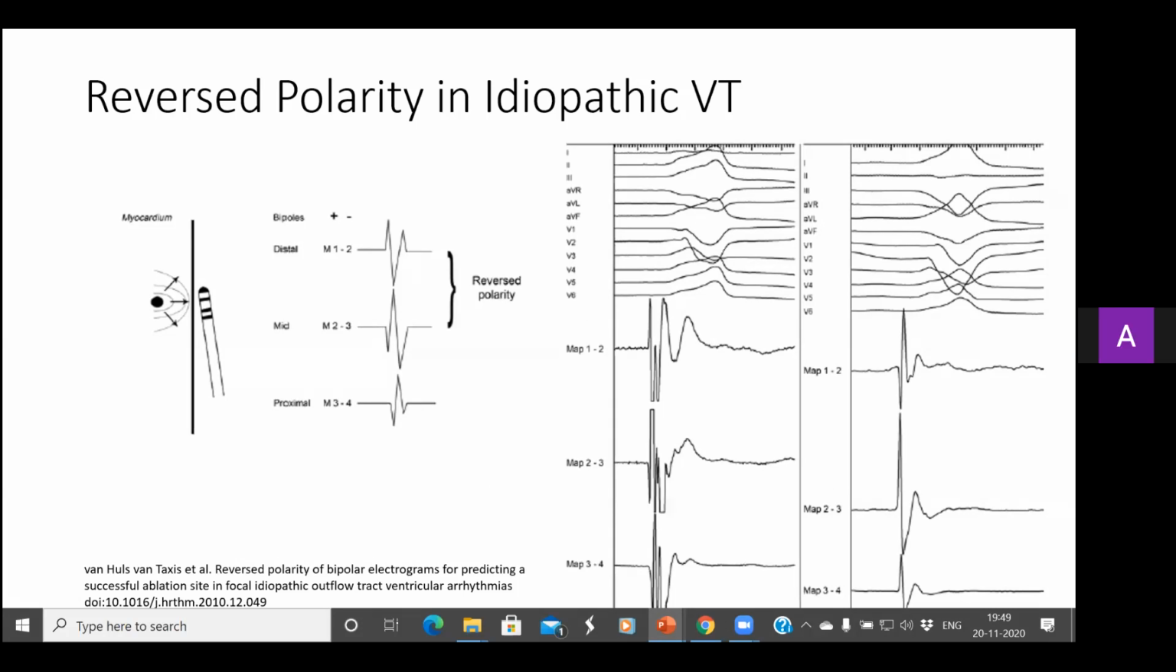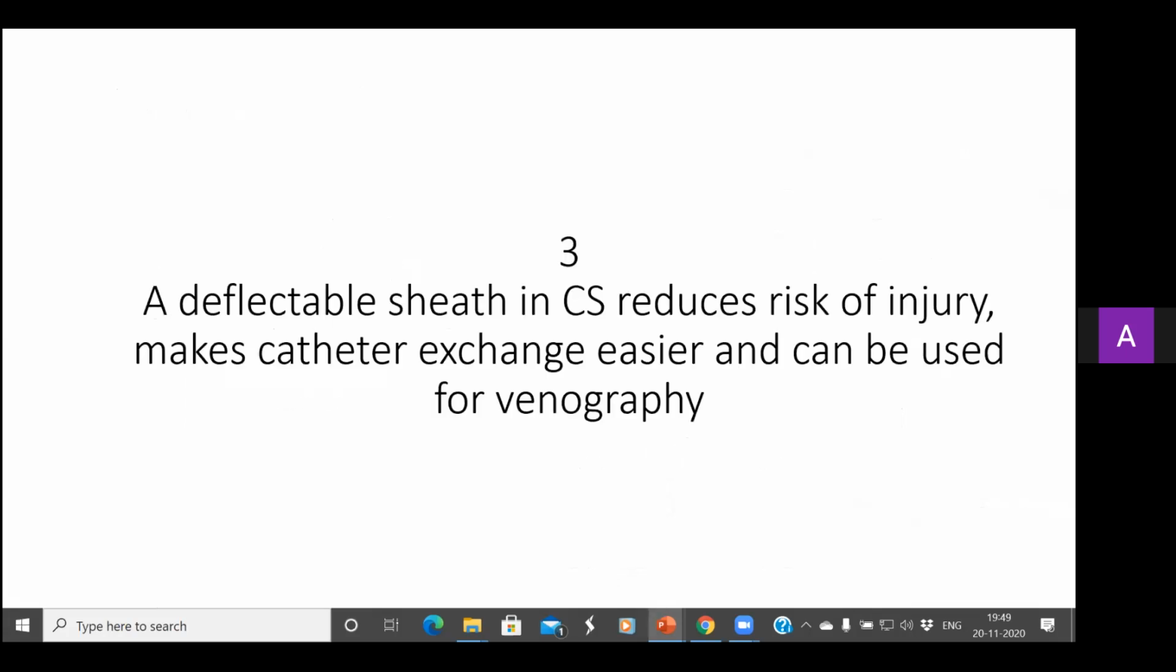The authors of the study showed that the presence of reverse polarity has a high predictive value for successful ablation sites in focal idiopathic outflow tract arrhythmias and is likely to reduce the number of RF applications. So the third point to be emphasized is the use of a deflectable sheath inside the CS.